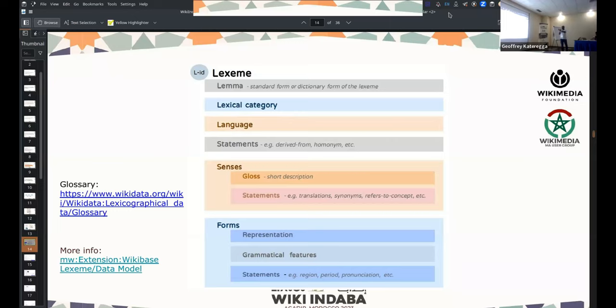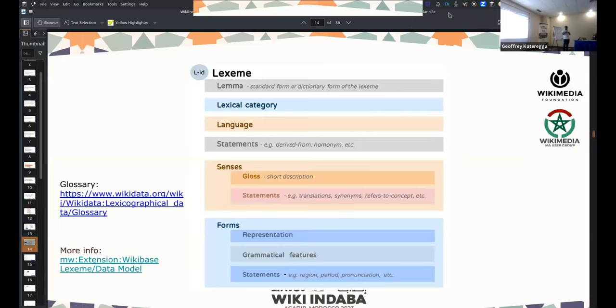And then it's going to have senses. So again, senses are the different meanings that a particular word could carry. And of course, it's going to have forms. The forms are the grammatical features. So people who know some linguistics are very comfortable with these things, but the average person isn't. But it's not a problem. Once you start doing something, you get understanding. So the forms are usually the grammatical features that are used to describe the word.